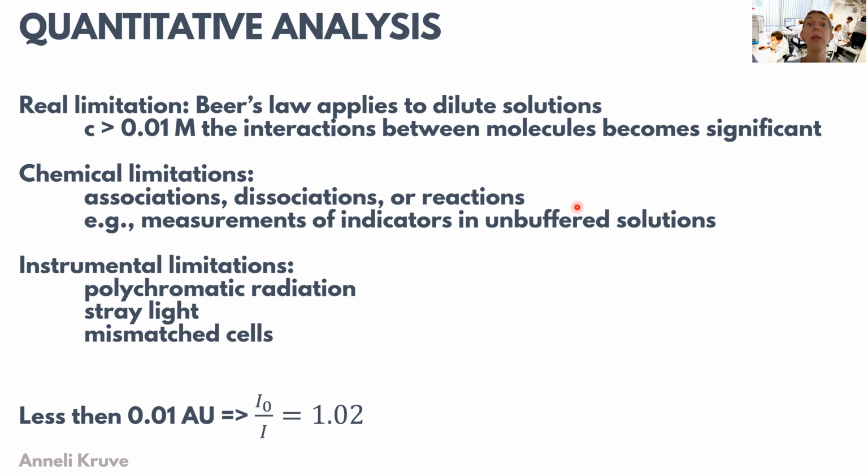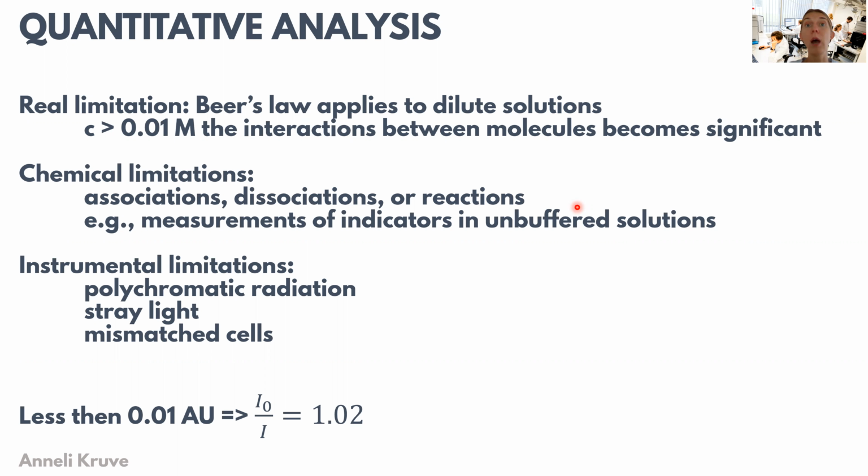The simplest example is that if we are measuring compounds which are pH sensitive, for example, indicators, and we don't buffer the solution, then with the increasing concentration, the pH of the solution will change, and therefore also the ratio of the neutral and ionic form of this indicator will change. And of course, we'll then see also the shift in the absorption spectra with this pH change.